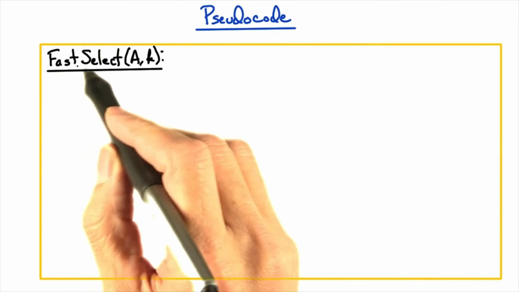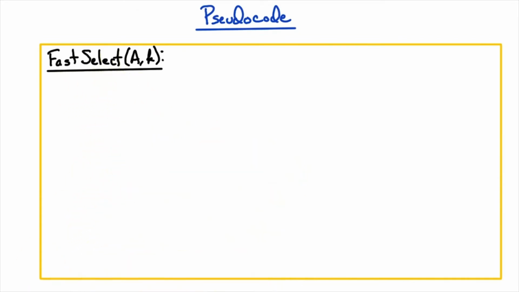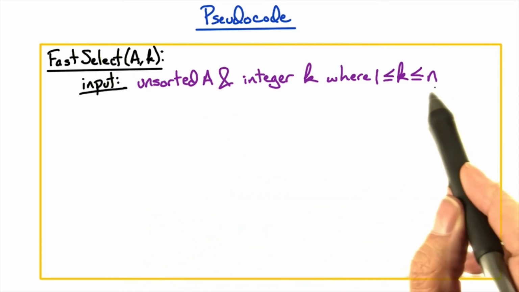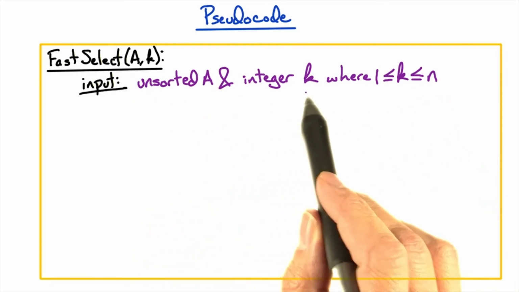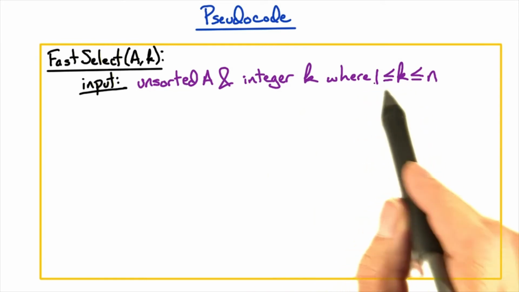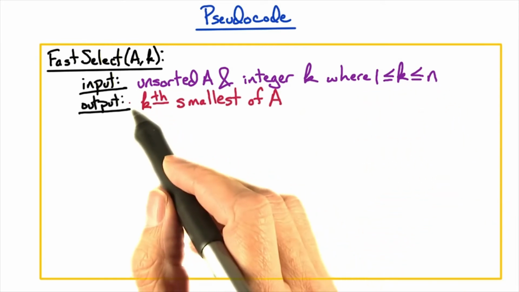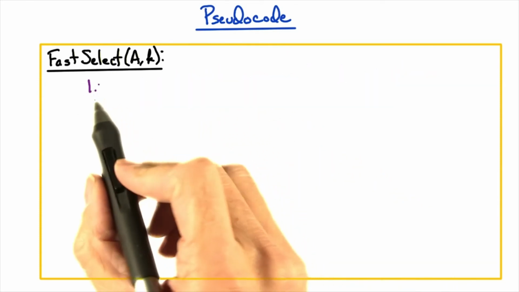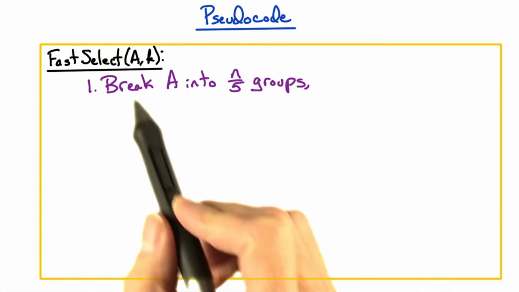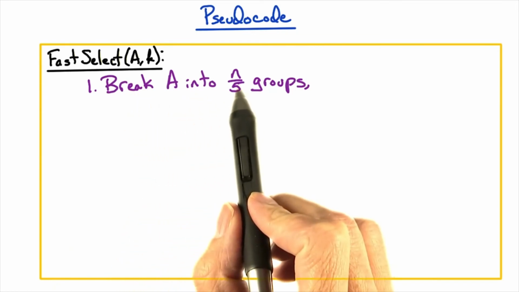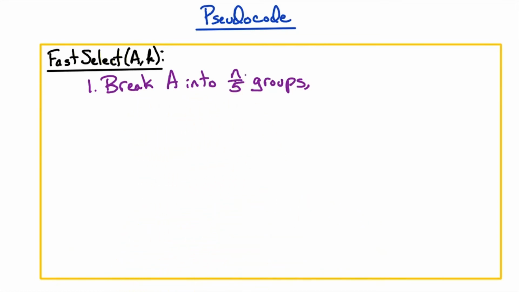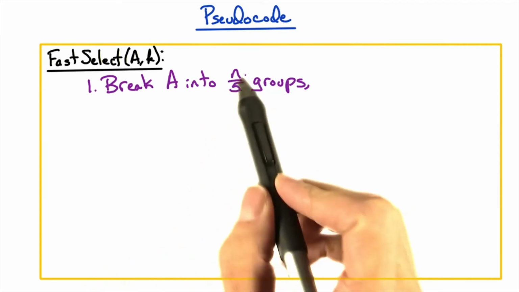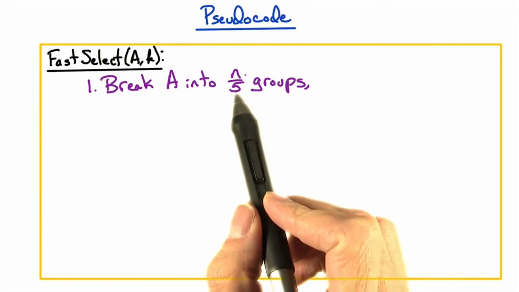Now let's detail the pseudocode for our linear time median algorithm. The input to the algorithm is an unsorted array A of size n and an integer k, where the integer k lies between 1 and little n. And the output of the algorithm is the kth smallest element of the array A. The first thing we need to do is find a good pivot. To do that, we break A into n over 5 groups of 5 elements each. Now to be precise, we should say the ceiling of n over 5 groups, because little n might not be a multiple of 5.